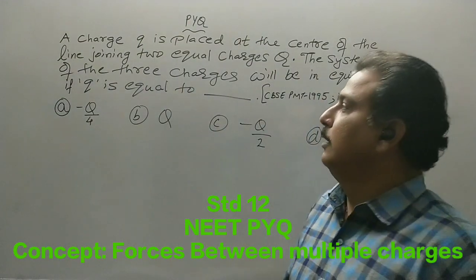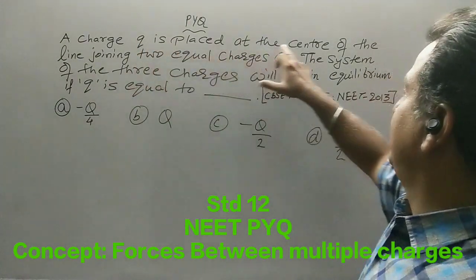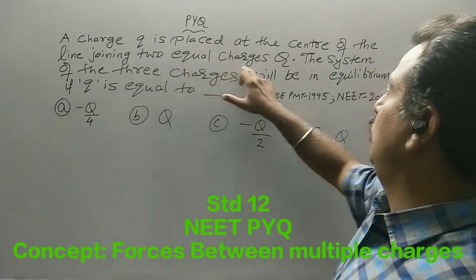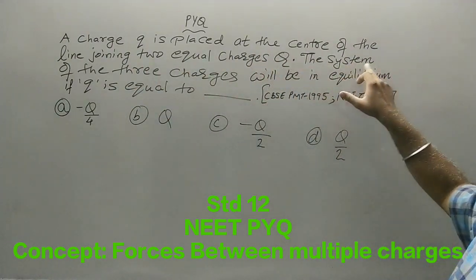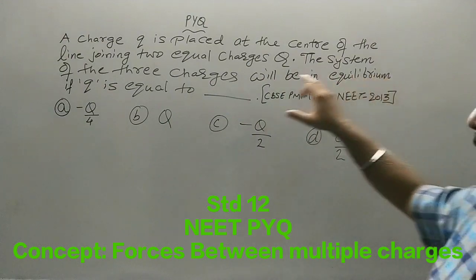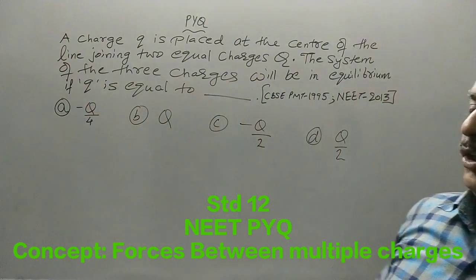Today's question: a charge small q is placed at the center of the line joining two equal charges capital Q. The system of three charges will be in equilibrium if small q is equal to.